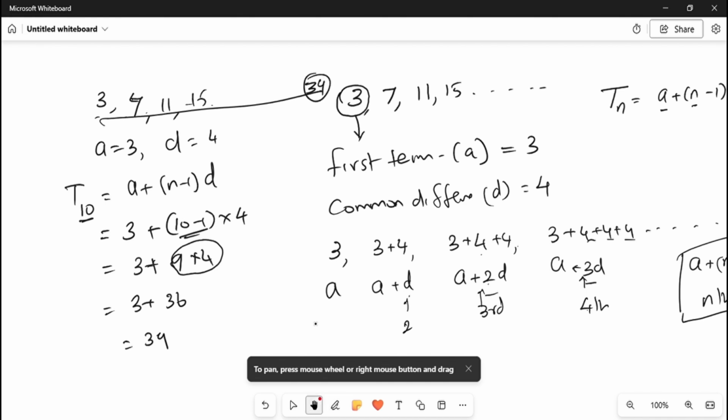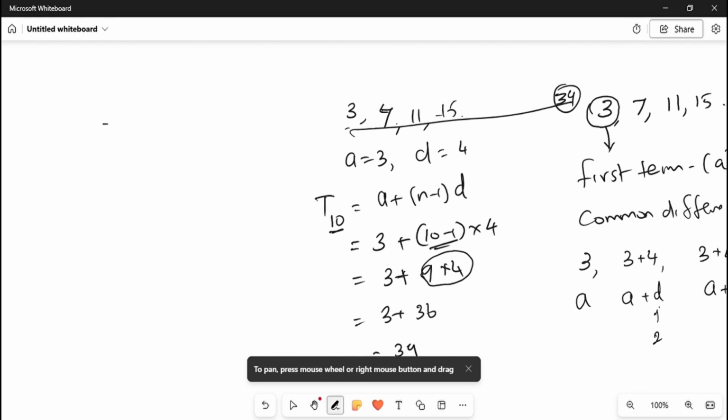Especially students must focus on the formula. You don't need to worry about how this formula is created. Just memorize the formula: Tn equals A plus n minus 1 into D. This is the way. Using this formula, you can find any particular term in any number pattern.